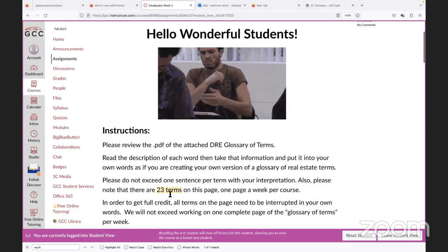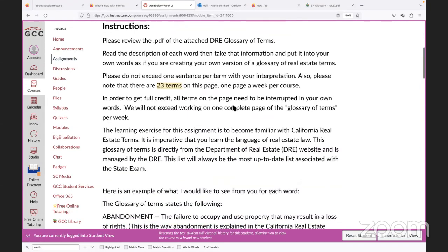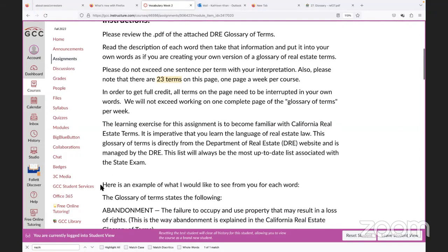Instructions, there's 23 terms. I'm going to ask you to do 1 page per week. Now, for UCLA students, you're doing 2 or even 3 pages per week, but you're working on a 5-unit assignment, whereas it seems like the majority of my other schools are doing 3 units. So I've got to up the ante with you guys on vocabulary terms, and we have some other stuff we do in class during lecture time.